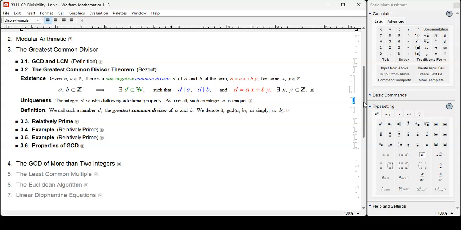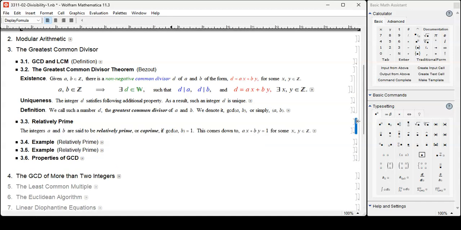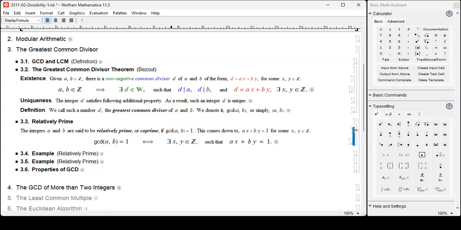And let's consider just a little bit of applications of those, and then we're going to continue over the next videos. Okay, what's the first application? The integers A and B are said to be relatively prime or coprime if the greatest common divisor is 1. In this case, it comes down to the linear combination expression AX plus BY is equal to 1. What am I talking about?